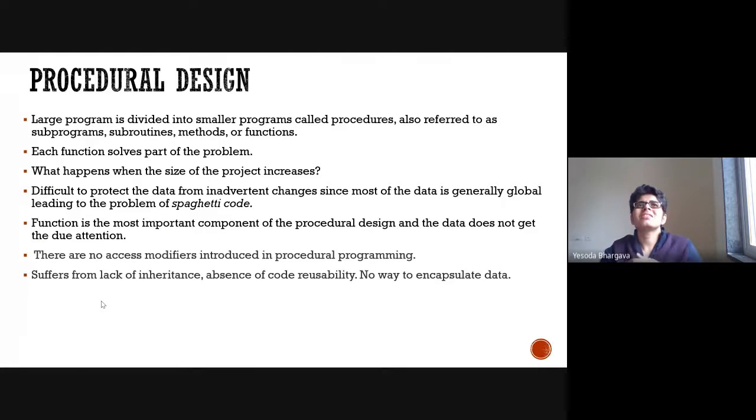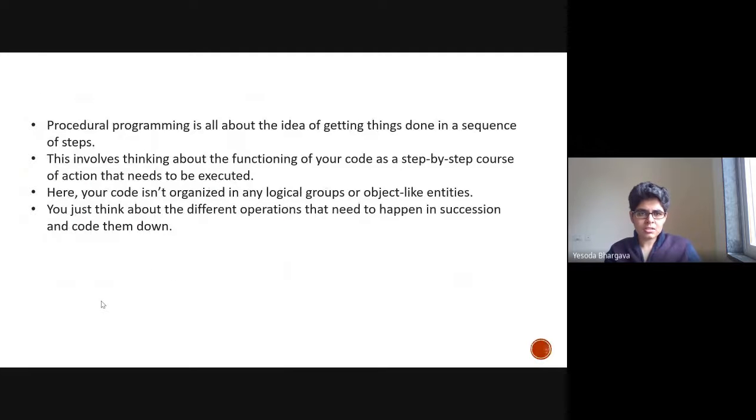So think of C as considered a procedural language, whereas C++ is considered an object-oriented language. And if you understand the difference between these two, it would be easier to understand the difference between the designing aspects of them. So this, I think it's already covered, but just to reiterate, procedural, as the name suggests, is about the idea of getting things done in a sequential manner.